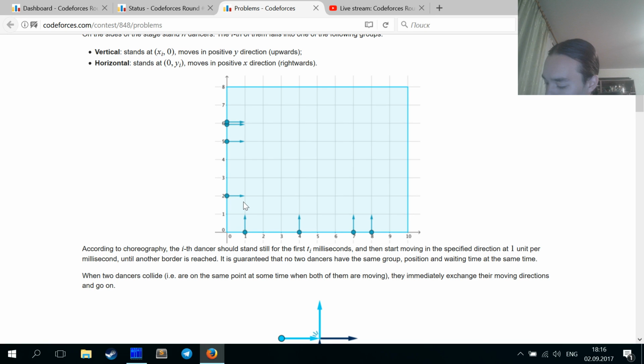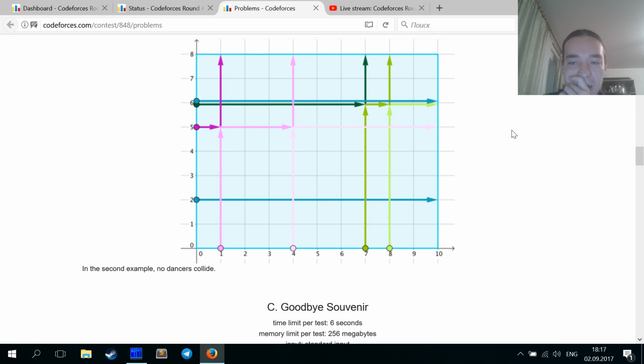Each of these groups kind of forms a grid of how they bounce, and we can just figure out what the resulting configuration will be. Okay.